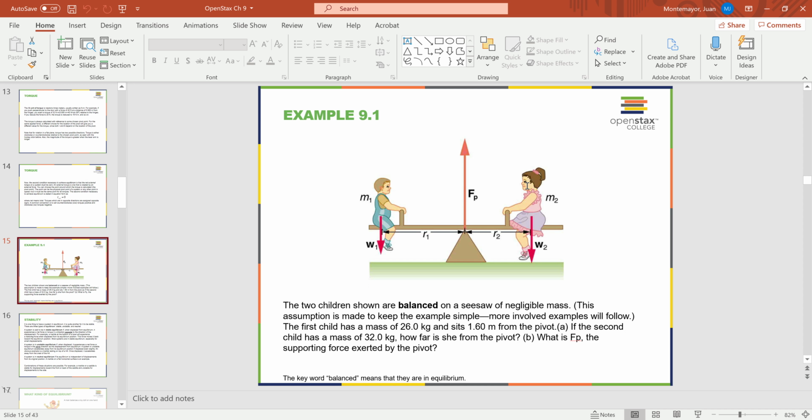The first child has a mass of 26 kilograms and sits 1.6 meters from the pivot A. So the pivot point would be here in the center. If the second child has a mass of 32 kilograms, how far is she from the pivot? And for B, what is FP, the supporting force exerted by the pivot?